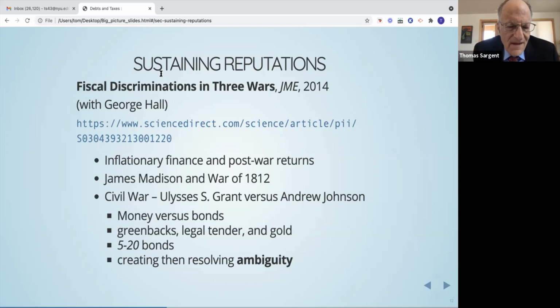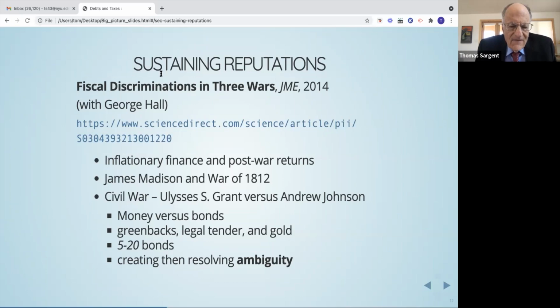I'll tell you what this is all about. Again, the government budget constraints and rates of return on different classes of government debts. It's about inflationary finance and post-war returns. The bottom line, there are classic issues: money versus bonds, greenbacks, legal tender, and the gold standard. Creating and then resolving ambiguity, and reputation. And there are larger than life figures: James Madison, Ulysses S. Grant, and Andrew Johnson. So the question that I set up for you is, the founding fathers wanted to poison using money to finance wars.